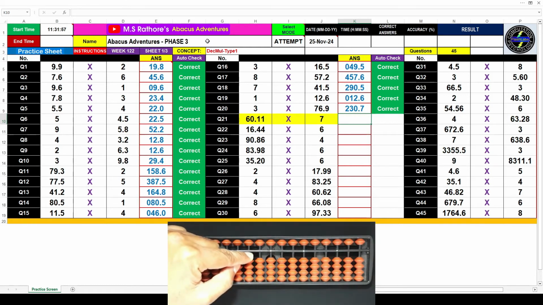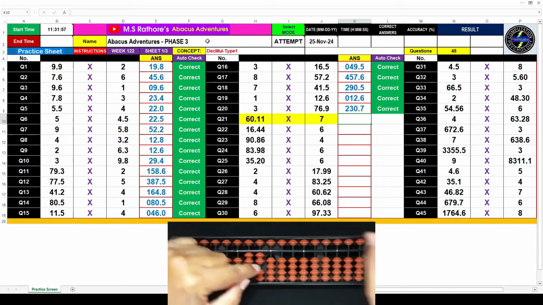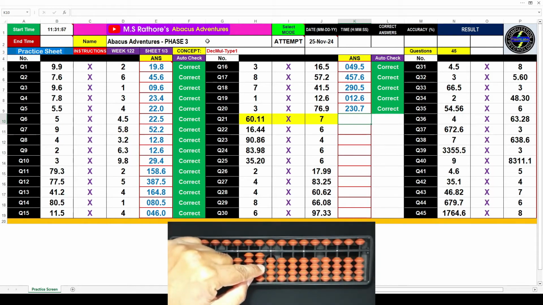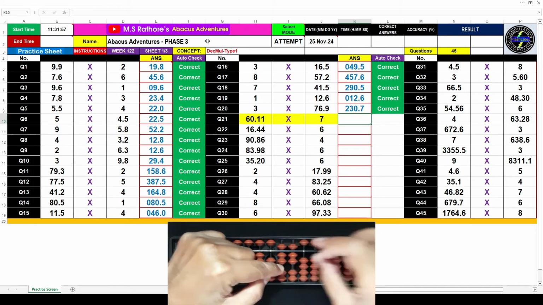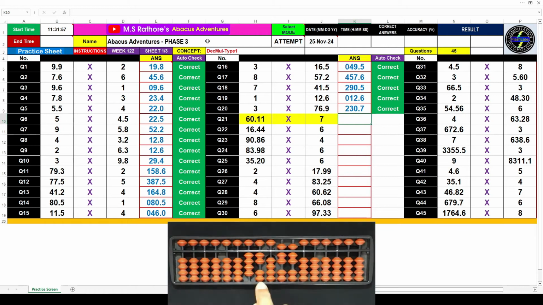Now 7 6s are 42, shifted. 7 zeros are 00, shifted. 7 ones are 07, shifted. 7 ones are 07, and our answer is 420.77.